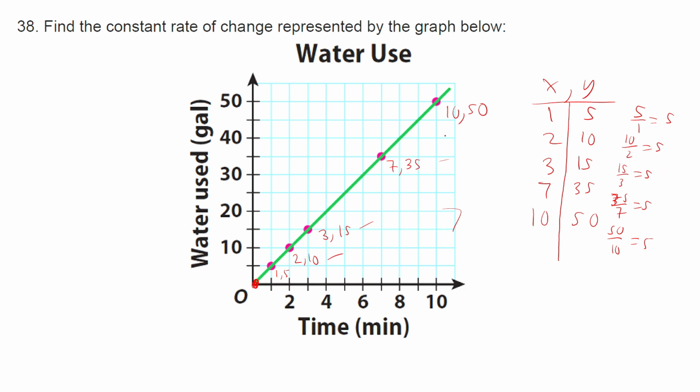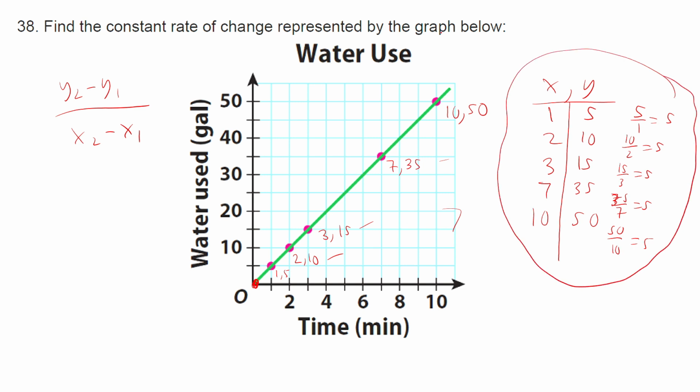Actually, what you can do here is use the formula y sub 2 minus y sub 1 over x sub 2 minus x sub 1. But if you feel a bit lazy, you can just use the unit rate approach. Okay? I hope this one is clear. Again, the constant rate of change here, or the constant unit rate, is actually 5. Okay? Let's continue.